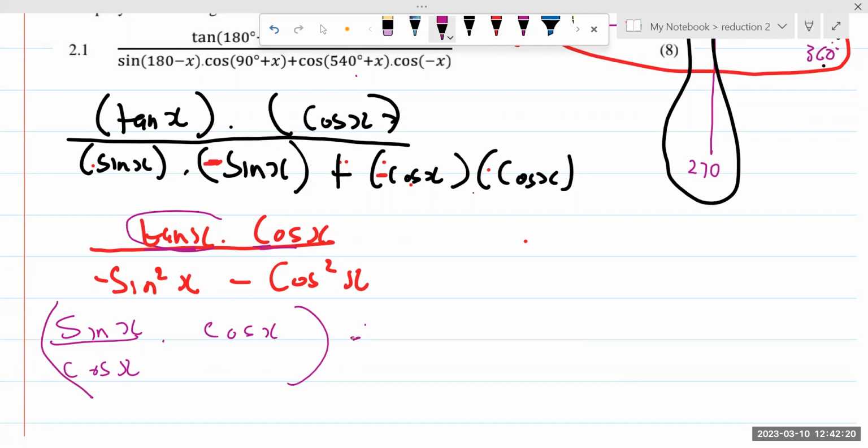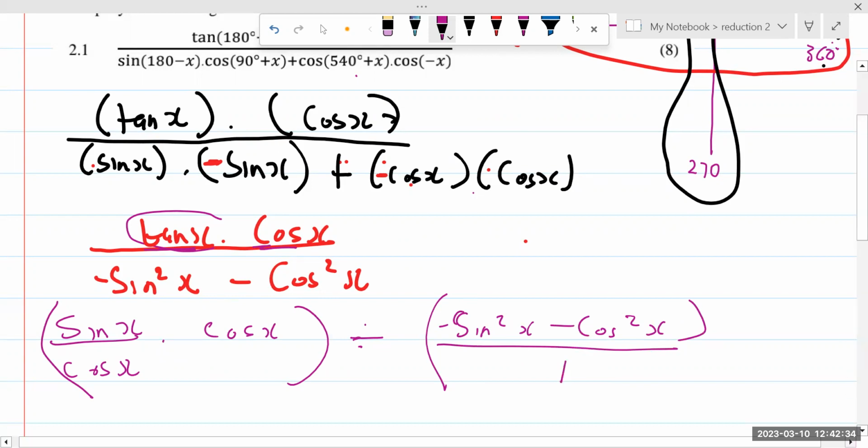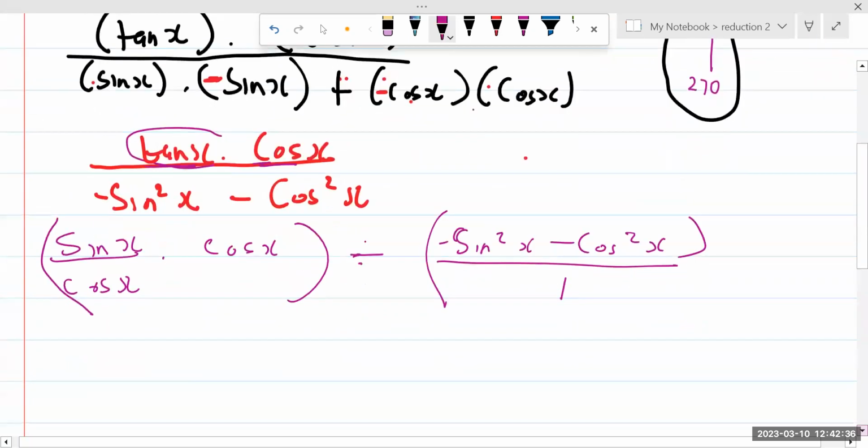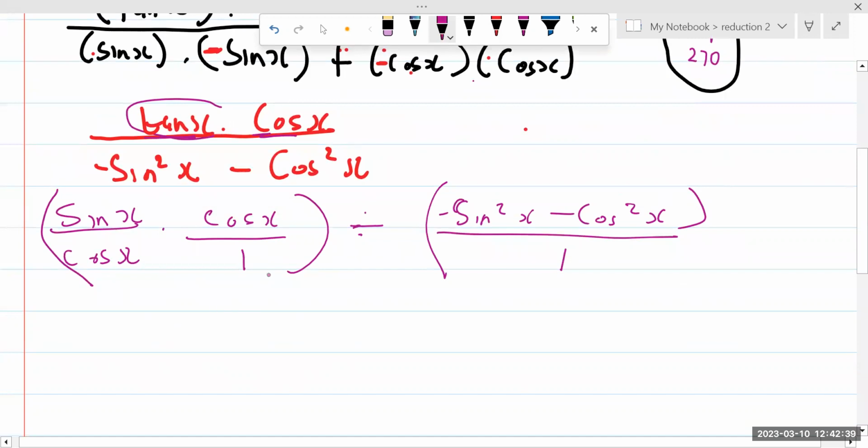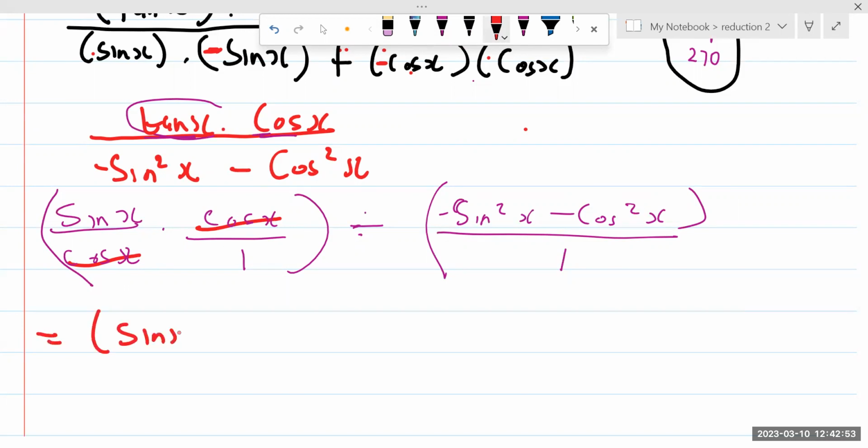I am also going to divide it by the denominator. What is my denominator? It's minus sine squared x minus cos squared x. If they didn't write anything on the denominator, it means there's what? 1. And then from here onwards, if we're going to multiply here, we can clearly see there is something on the numerator. There is something on the denominator. So these two things can divide each other out. And then here you're going to be left, in your numerator, with sine x.